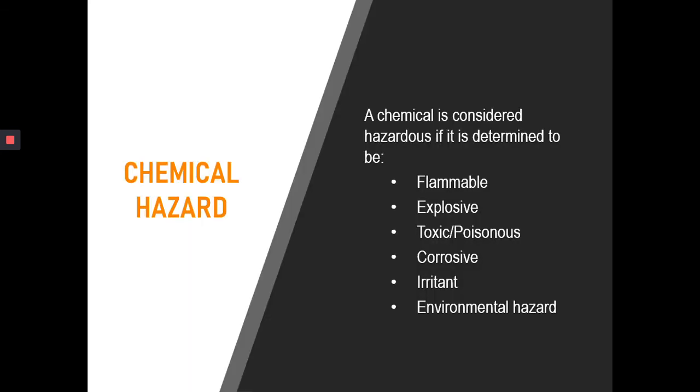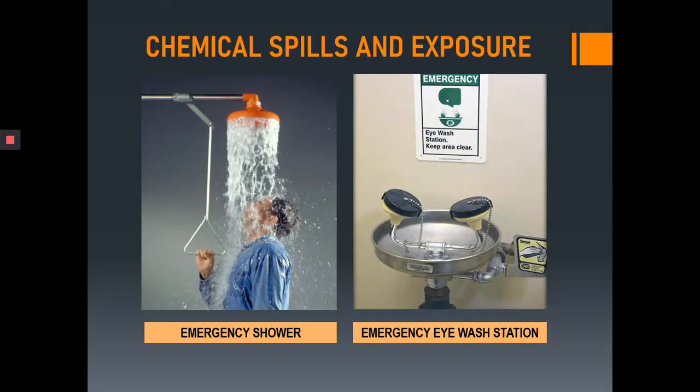A chemical is considered hazardous if it is determined to be flammable, explosive, toxic or poisonous, corrosive, irritant, or considered as an environmental hazard. At this point, we can see here a person under the emergency shower. In cases wherein there are accidental chemical spills to your body or to your eyes, we have the following apparatus inside the laboratory that will help us eliminate, lessen, or prevent us from being exposed to the chemical.